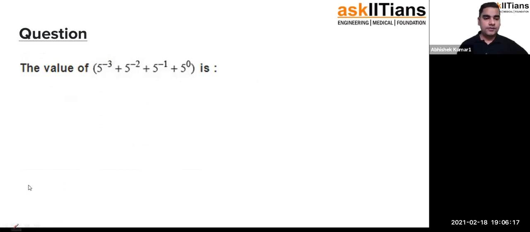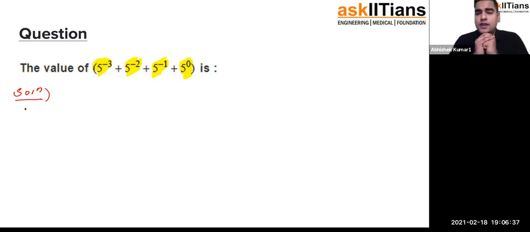So this is problem 2. They are asking us what is the value of 5 raised to the power minus 3, 5 raised to the power minus 2, 5 raised to the power minus 1 plus 5 raised to the power 0. Okay. So which property should we use here, guys?